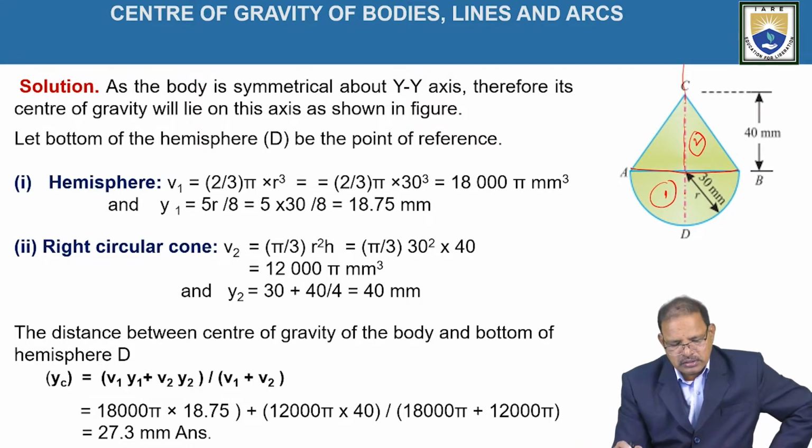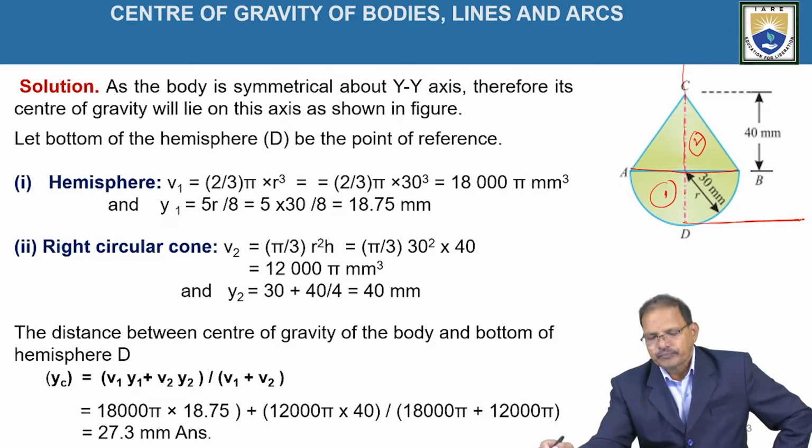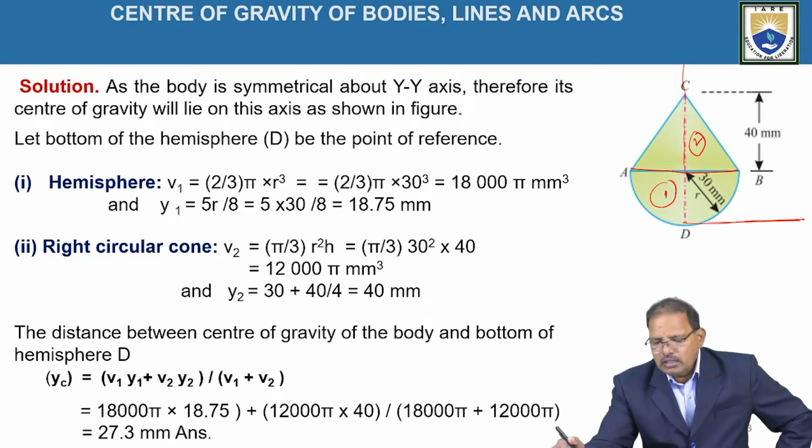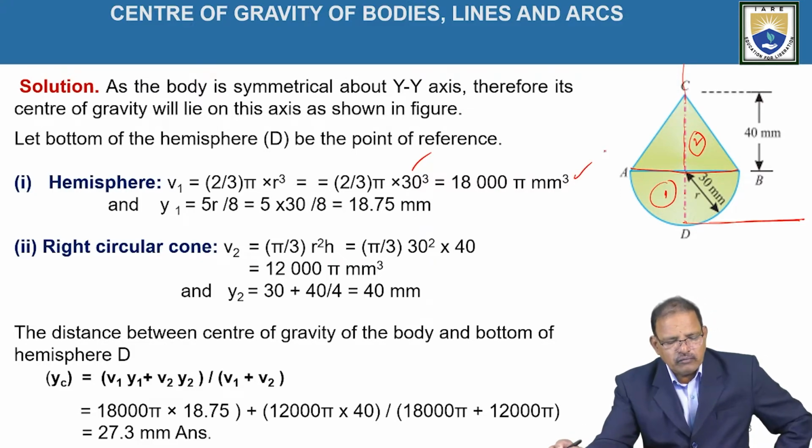And the bottom line is treated as the x-axis. Now the volume of the first figure, the hemisphere, is equal to 2 by 3 pi r cube, where the radius is 30 mm. Substituting the values, we got 18,000 pi mm cube, the volume of the hemisphere.